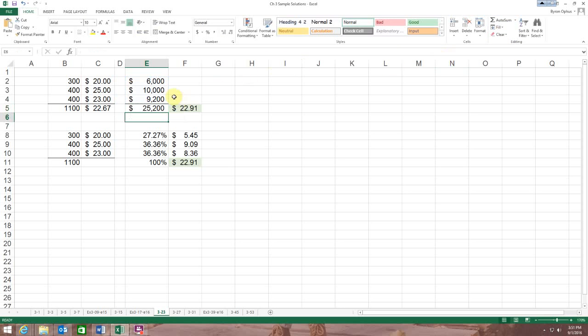So the total amount of money that I spent on the stock was $25,200, and I do a total over here, sum, and I bought 1,100 shares. So if I want to know what my weighted mean or my average cost is, basically all I'm saying is what my average cost per share is. It's simply equal to my total amount that I spent divided by the number of shares that I purchased.